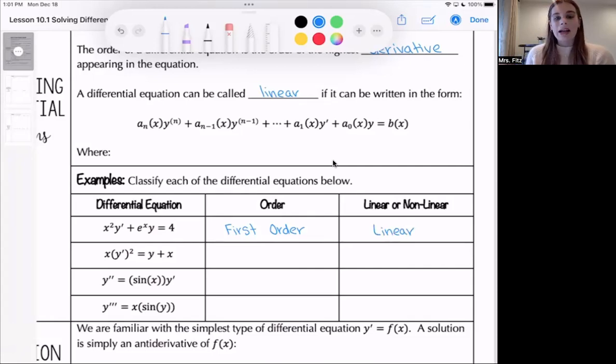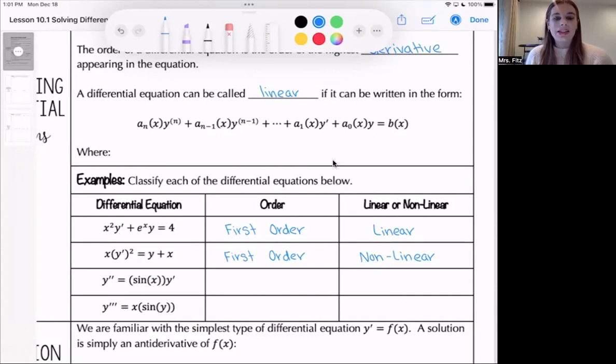Okay, the next one, our highest derivative is just y prime. This would still be considered a first order. And this one is actually nonlinear, and that's because your y prime is being squared, right? It's a nonlinear derivative if you want to interpret it in that way.